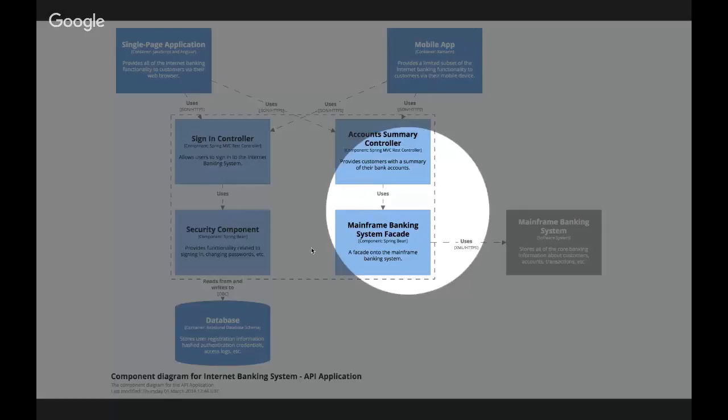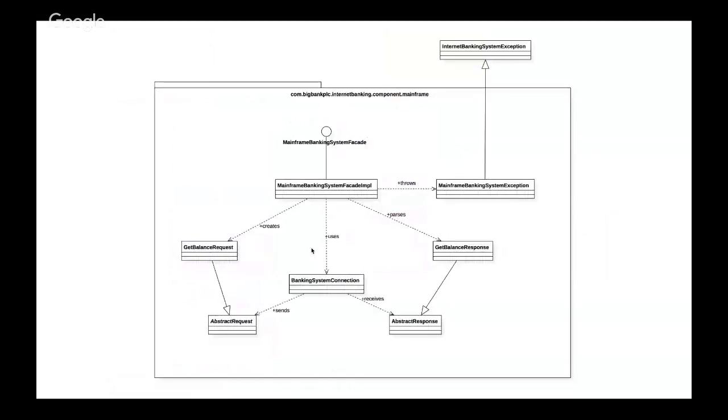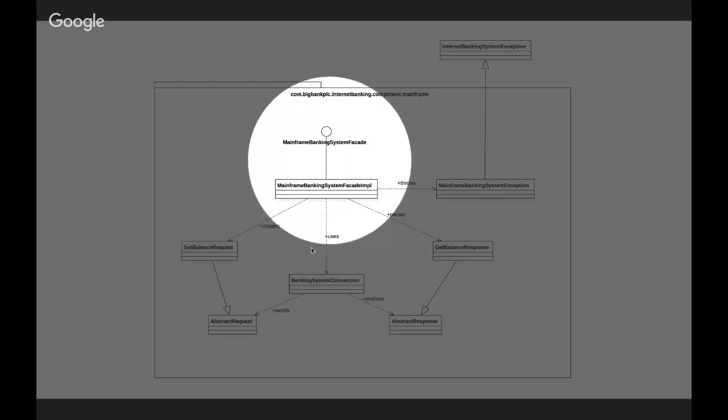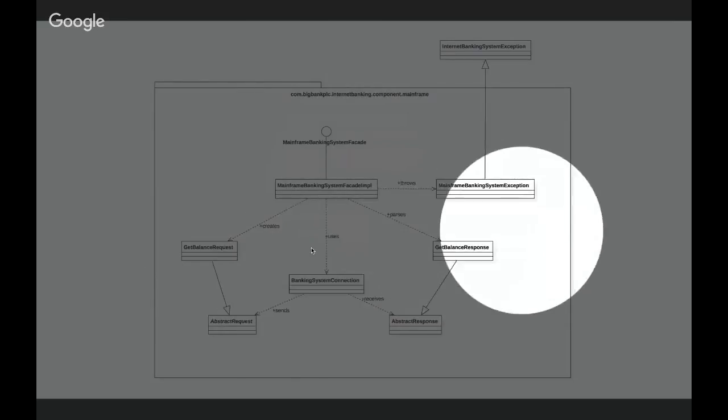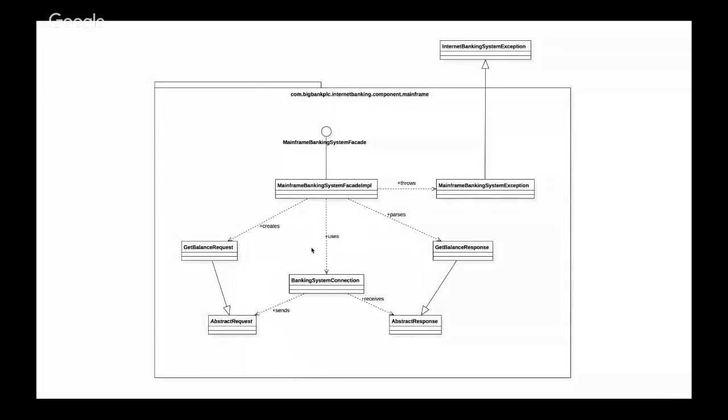If we zoom into that mainframe banking system facade, again, we start to get down to the code. And this is a sample example class diagram of what that code might look like. So maybe there is a mainframe banking system facade component, and all of these different classes are used in the creation of that component. So again, different levels of diagrams to tell different stories to different audiences.